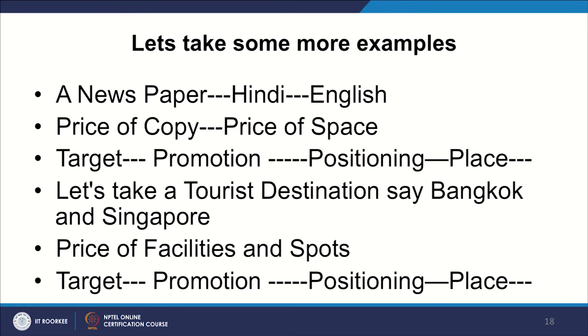A newspaper, Hindi or English for example: price of a copy and price of space. There are two prices a customer pays. The reader pays the price of a copy and the advertiser pays the price of the space, but those are related to each other. The higher the readership, the larger the number of advertisers who can get associated, and it cuts both ways. You can reduce the price for the advertiser, or you can raise the price for the advertiser because you can charge a premium on your high readership as well, which in most cases newspapers do.